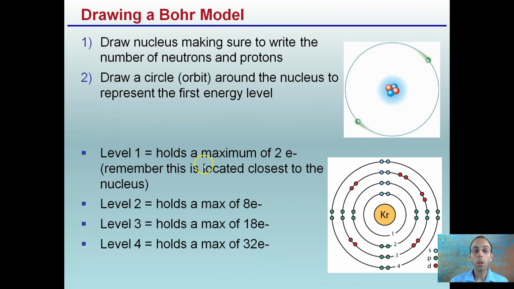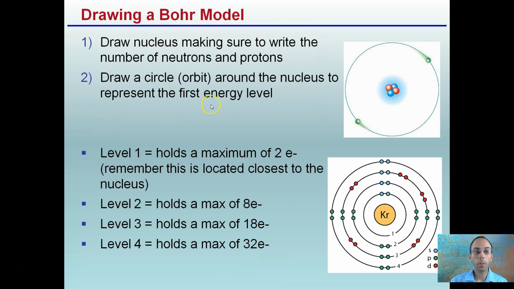Now, energy level 1 can hold a maximum of 2 electrons. Remember, this is located closest to the nucleus. Level 2 can hold a maximum of 8, 3 is 18, 4 is 32. We're going to focus mainly on the simpler elements here so you get an understanding.